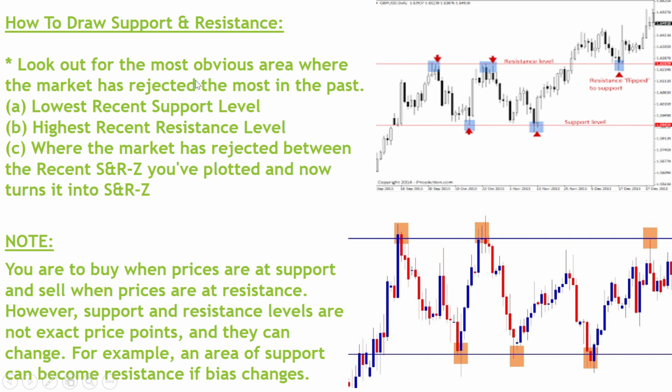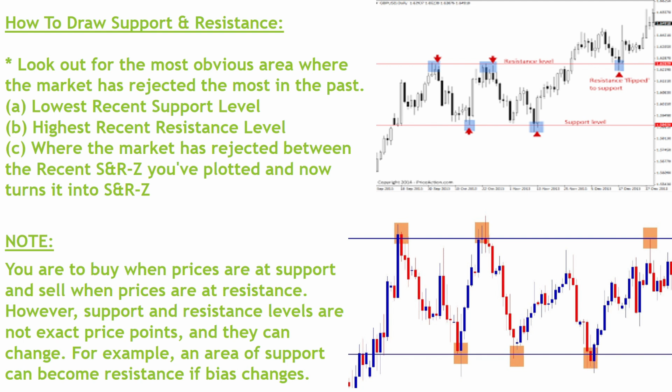Look out for the most obvious area where the market has rejected the most in the past. For you to draw a proper support and resistance level, look on the left hand side, which is in the past, where the market has obviously rejected the most. That's how to figure out your support and resistance level.